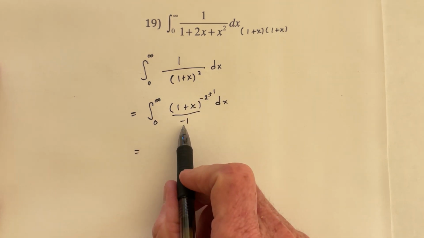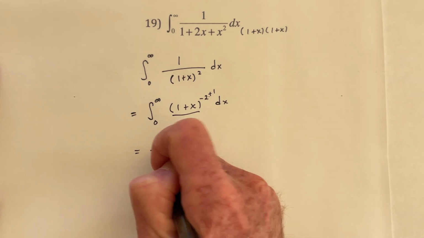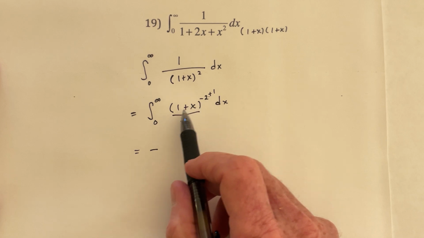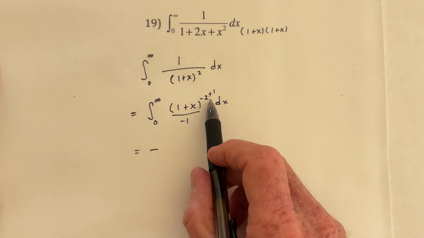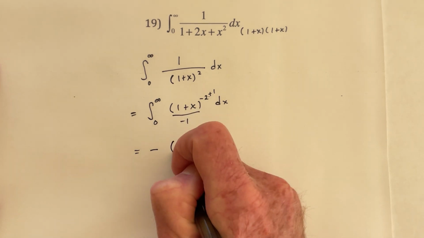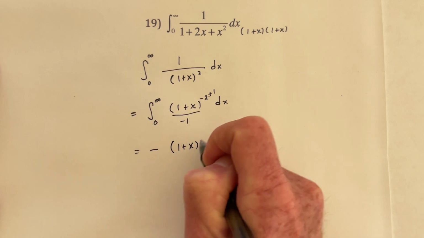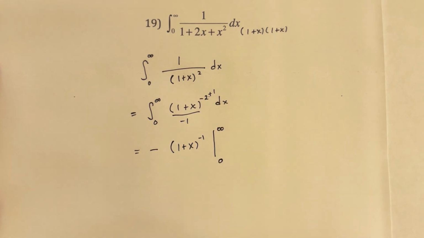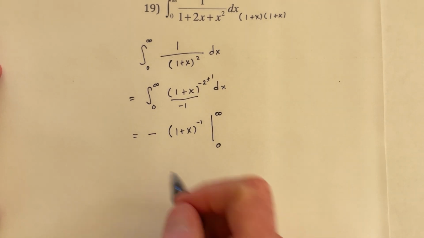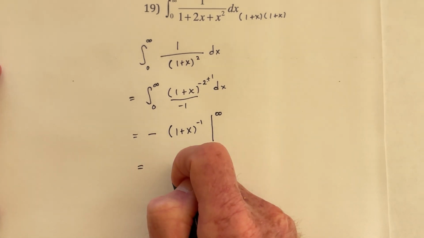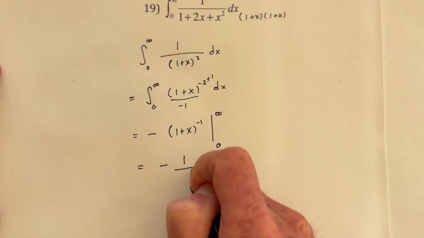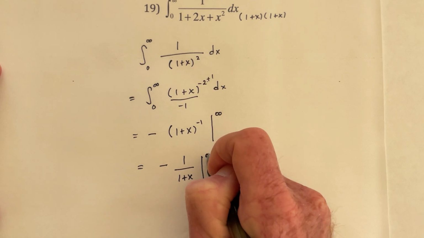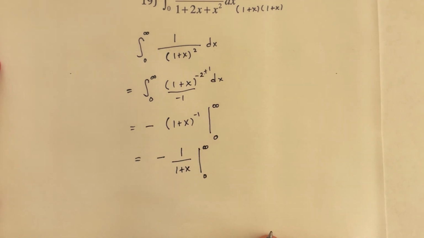So this leaves a negative, which can be factored out. And I've done the antiderivative, so this would be 1 plus x raised to a negative 1 power. And then evaluate that from 0 to infinity. Personally, I don't like working with negative exponents, so I'm going to rewrite this one as negative 1 over 1 plus x. And then evaluate from 0 to infinity.